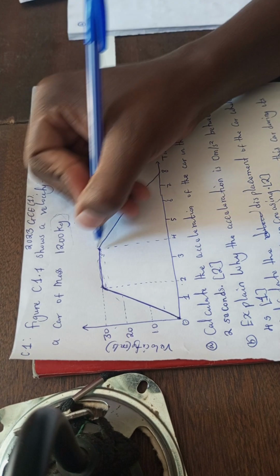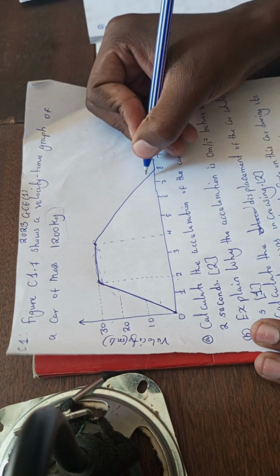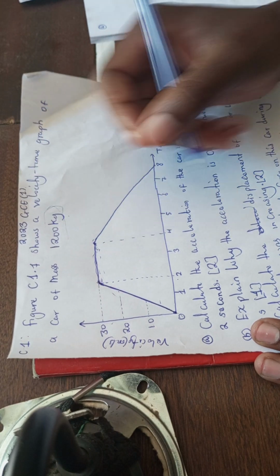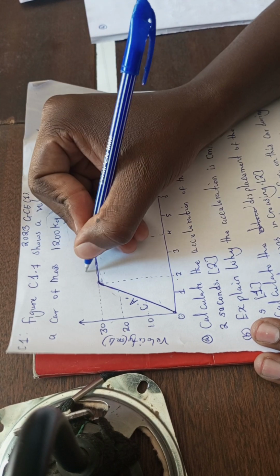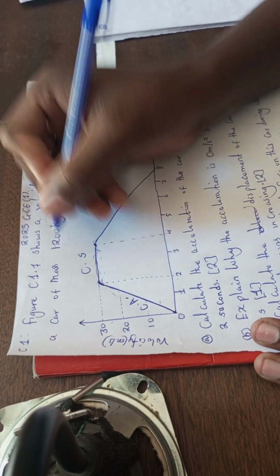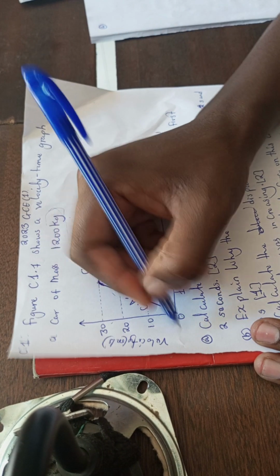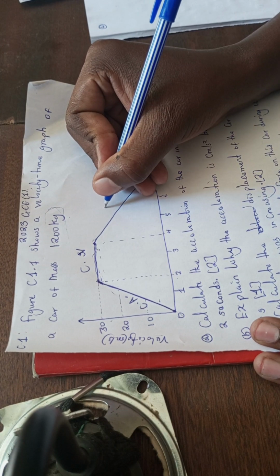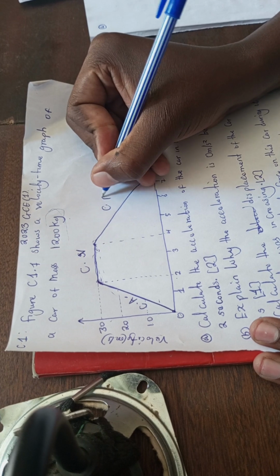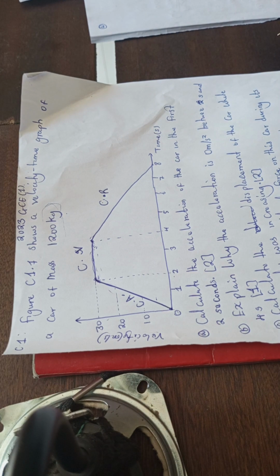Since the speed is constant, the acceleration tends to be 0. Then here it begins to decelerate, which is more like retarding. Hence, this is what's called constant retardation or deceleration. So here it's constant acceleration. Here it's constant velocity, because we are dealing with the velocity time graph. And this is constant retardation or deceleration.